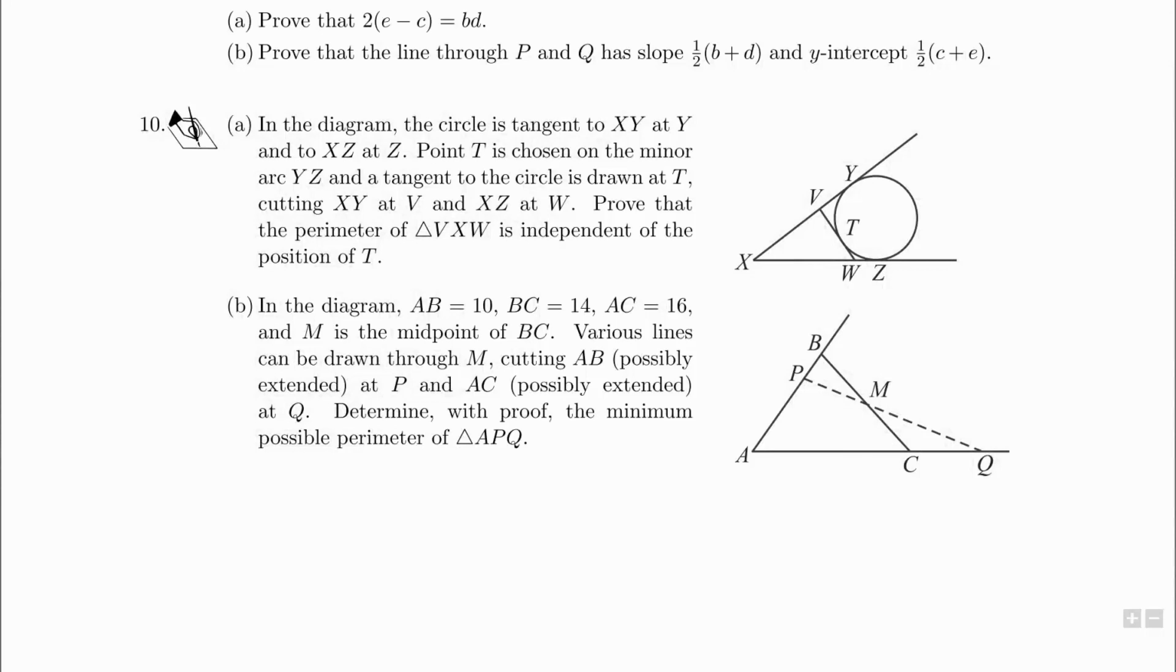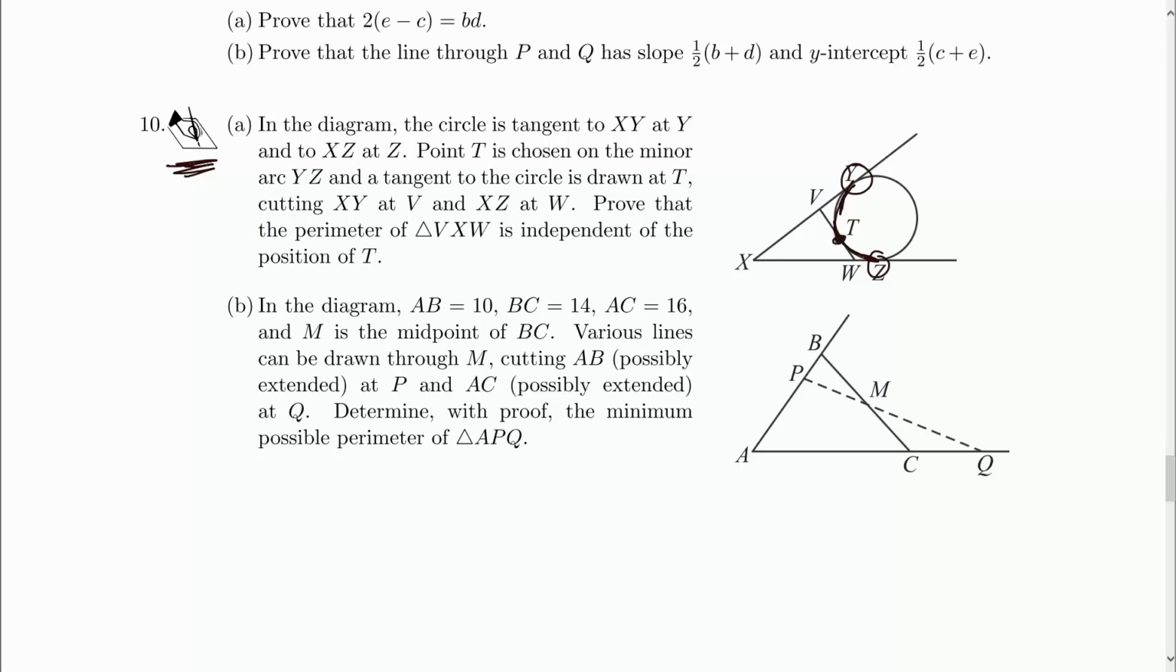As I say, there is an A part. There's also a B part. We have to write full solutions for this particular question. So let's get cracking. Question A: in the diagram, the circle is tangent to XY at Y and XZ at Z. So we've got our points of tangency here. And point T is chosen on the minor arc, so this arc down here, YZ, and a tangent to the circle is drawn at T.